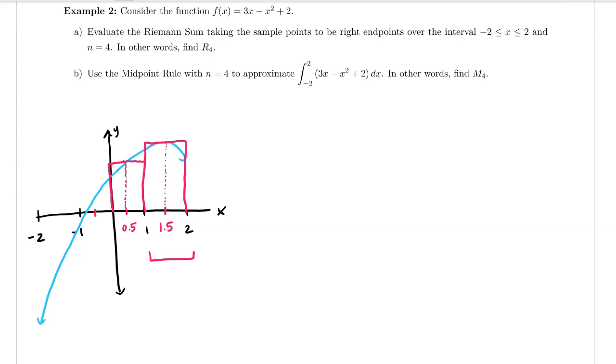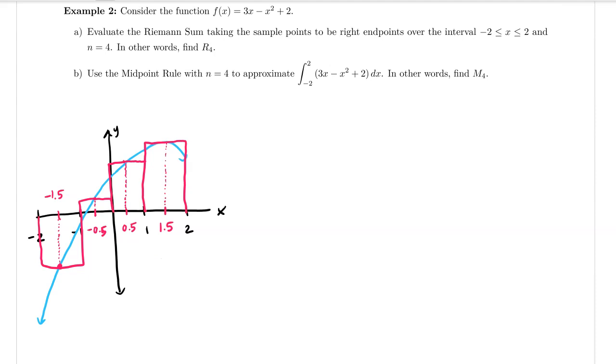And then between -1 and 0, I have -0.5. And so its height is going to be kind of low, and it looks something like that. And then for my last rectangle, I'm finding the midpoint between -2 and -1, which is -1.5. And then I'm going to drop that down, and it hits my graph about here. And so my last rectangle is going to look something like that.